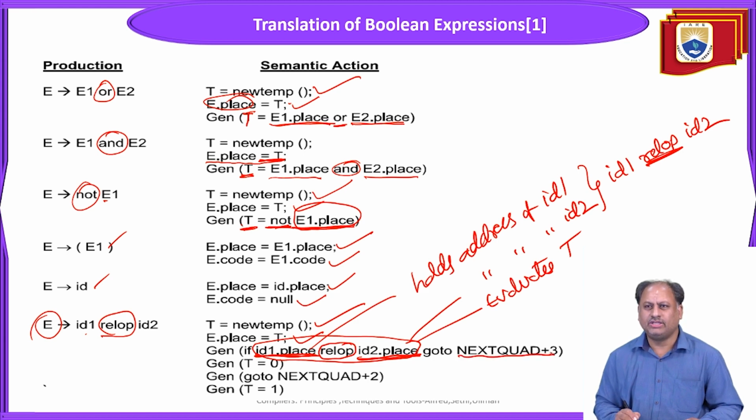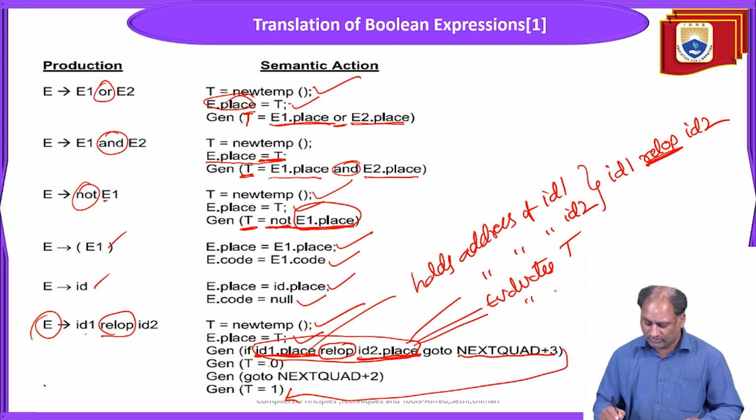Here next quad plus 3 means the next address statement, that is, plus 3 means 1, 2, 3. That means it simply goes to the generation of t equal to 1. If it evaluates false, then immediately the next statement, that is t equal to 0, and quad plus 2 has to be executed. That means immediately the next statement has to be executed: next quad statement plus 2. Plus 2 means it will skip t equal to 1.